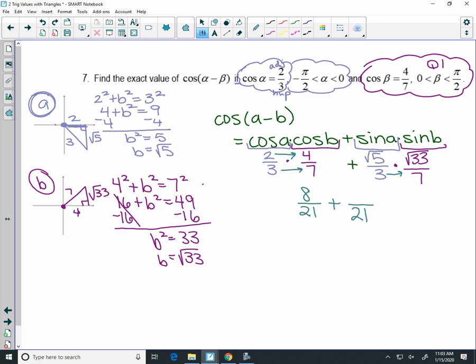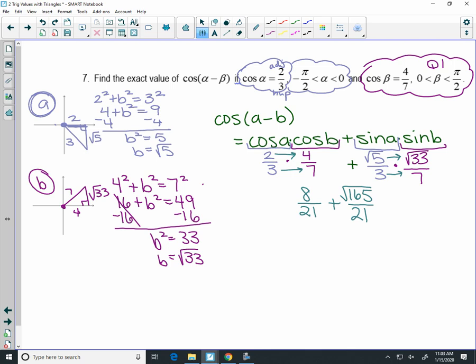And then the last thing, we have to do 5 times 33. Remember, with radicals, we talked a little bit about our radicals yesterday. With our radicals, we can multiply those as long as they are the same kind. So they're both square roots. Help me out. What is 5 times 33? 165.